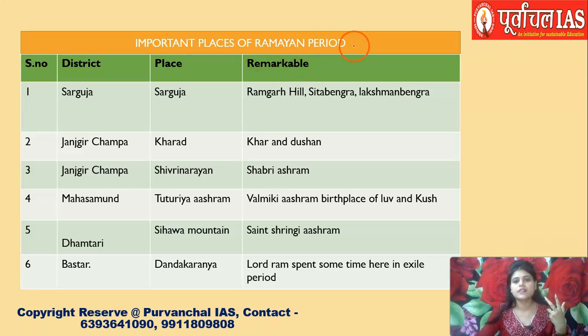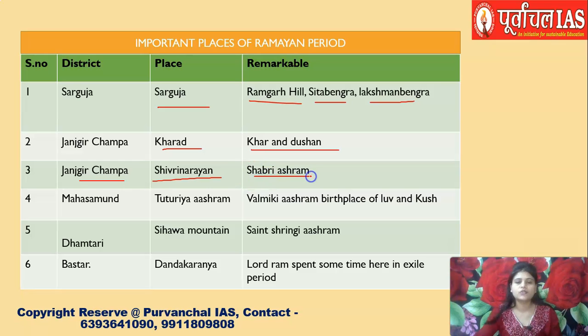As far as this Ramayana period is concerned, firstly, we get to see from Sarguja, like I told you, Ramgarh Hill, Sita Bengara, Lakshman Bengara. We usually say that Lord Rama spent his exile period in these hills and this area of Sarguja district. Then Kharod, like I told you, is a place where we get the empire of Khar and Dushan, the brothers of Ravan. Now Shivri Narayan in Janjgir-Champa is a place where we find Shabri Ashram. You know the character of Shabri in the Ramayana. Ram visited this Shabri Ashram, it is being said. In Mahasamund there is Tuturia Ashram, also known as Valmiki Ashram, and this is considered to be the birthplace of Luv and Kush, the sons of Lord Ram and Sita. They were born here, it is being said.